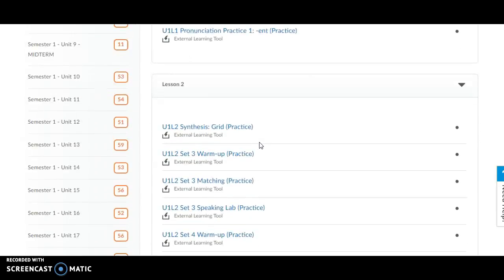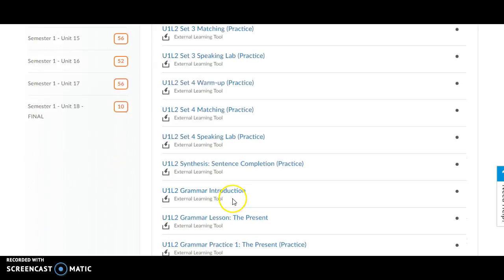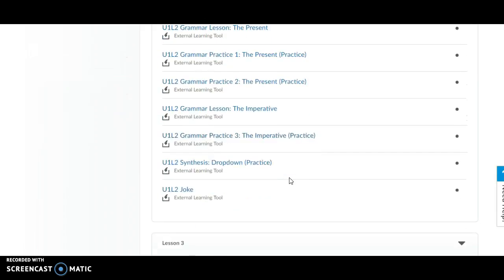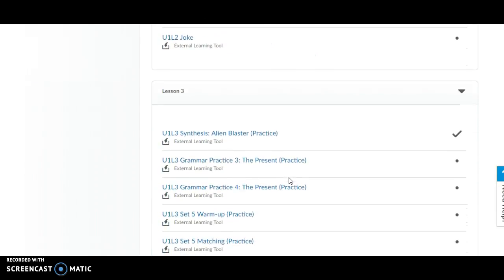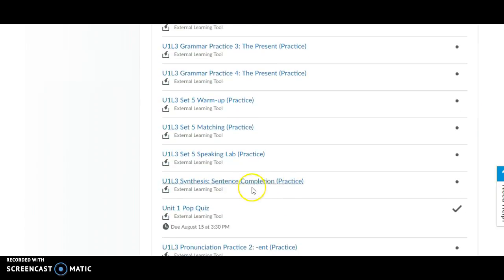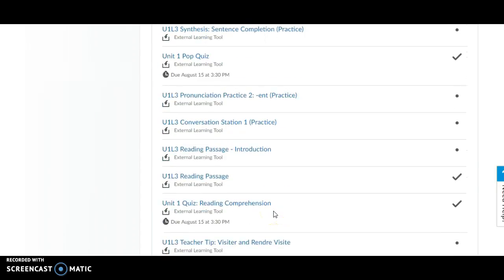Lesson 2 is always grammar. This is where you're going to do some more practice and you'll have a grammar introduction. Notice all this practice you have. So much practice. That's because it's preparing you for when you have to take a test or a quiz. Lesson 3 is where you start submitting work that is for a grade. You will always have a pop quiz in Lesson 3. You'll probably always have a reading comprehension quiz or a listening comprehension quiz with the due dates.